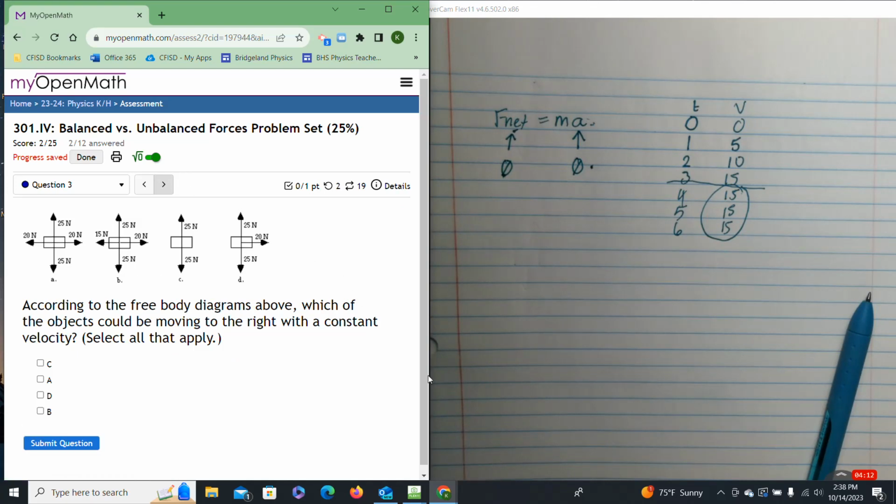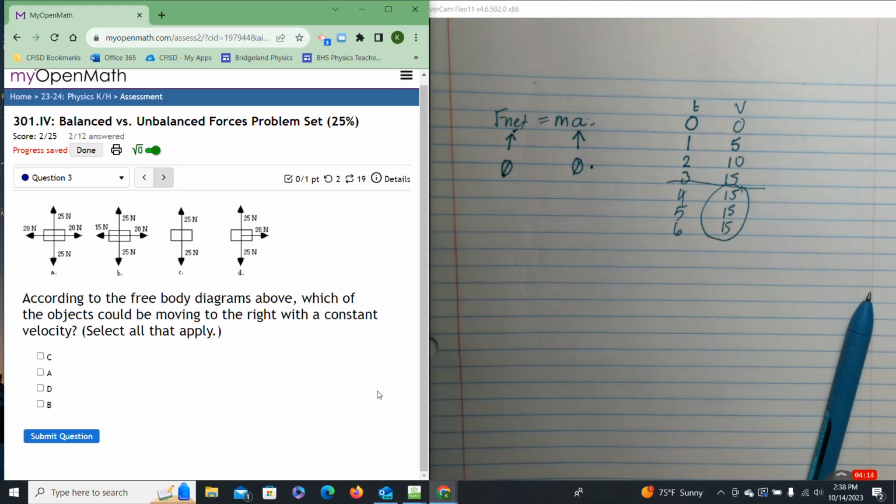Question 3. We just saw these diagrams in the last assignment, 301.3, but here they are again. And it says, according to the free body diagrams above, which of the objects could be moving to the right with a constant velocity? Again, could be are the key words here. Well, 2 of the key words. The other one is constant velocity. So we're looking for a situation with constant velocity. As I just mentioned in the last couple of questions, constant velocity simply means that we're not accelerating.